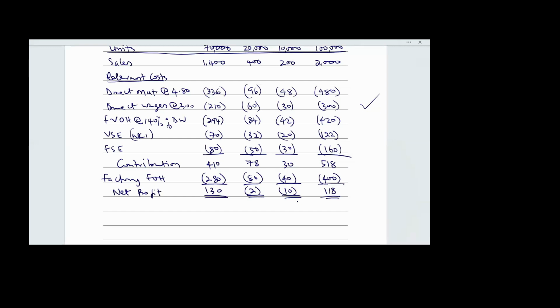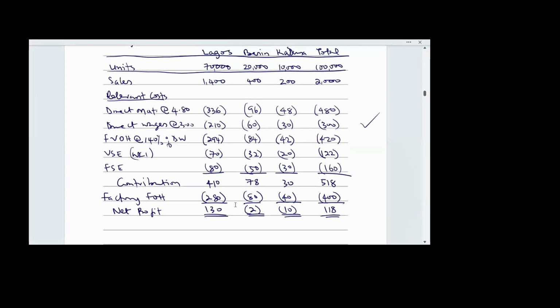So in requirement A, the examiner is asking you to prepare a budget for the business from the figures provided, indicating why management is thinking of closing the depots in Benin and Kaduna. So you can see the reason now. You can see that Benin and Kaduna are operating at a loss: a loss of 2,000 naira for Benin, a loss of 10,000 naira for Kaduna, and that is why management is contemplating closing down both depots. So that's number A. We move to number B.